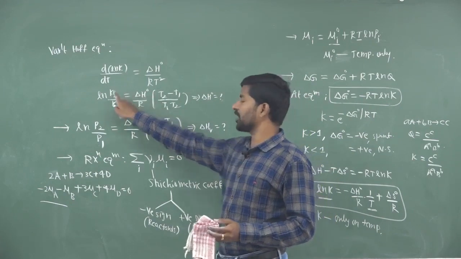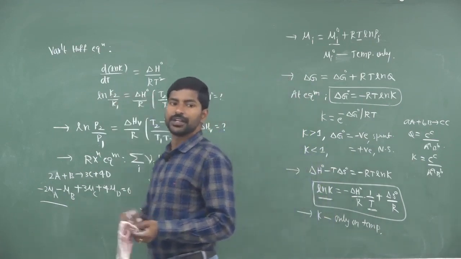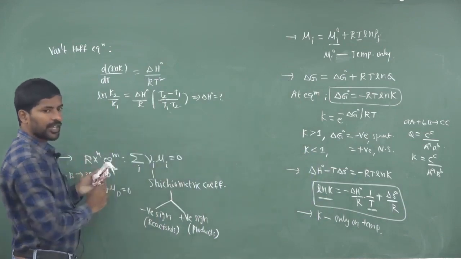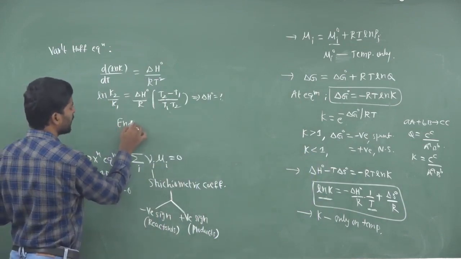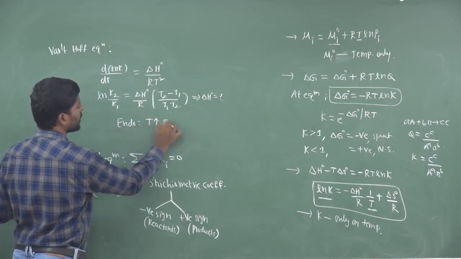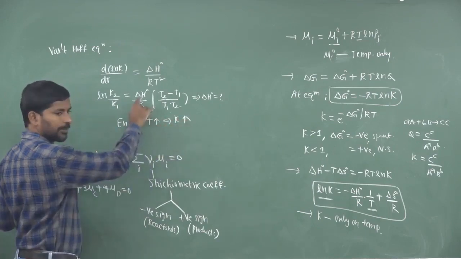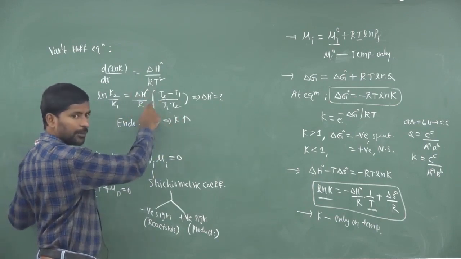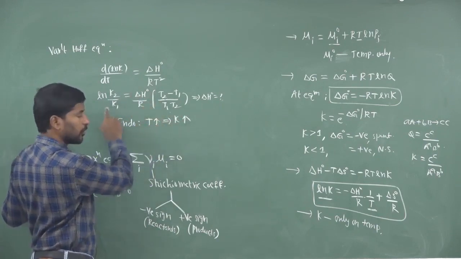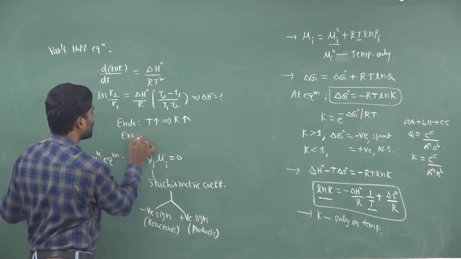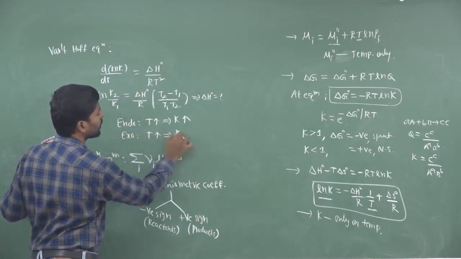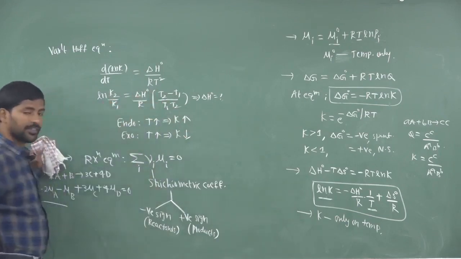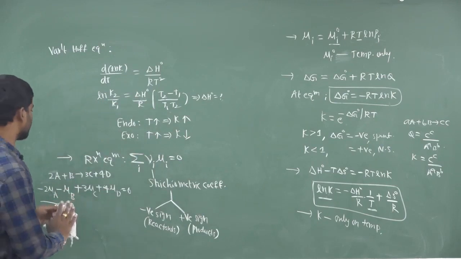That means as temperature increases, the equilibrium constant increases. As temperature increases, equilibrium constant increases for which reactions only? Endothermic reactions. Delta H naught is positive for endothermic reactions, so right side we are getting positive. So as temperature increases, equilibrium constant increases. For exothermic reactions, as temperature increases, we get negative here. So as temperature increases, equilibrium constant decreases.